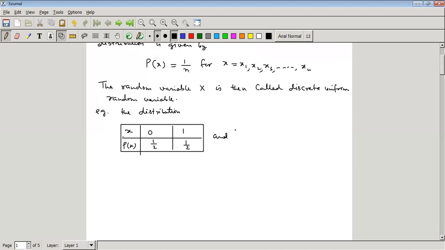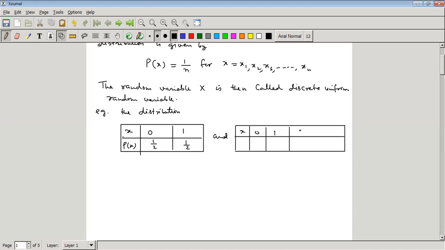And if we have another, x is 0, 1, 2, 3, and the probabilities are 1 by 4, 1 by 4, 1 by 4, 1 by 4. So these are also discrete uniform distributions.